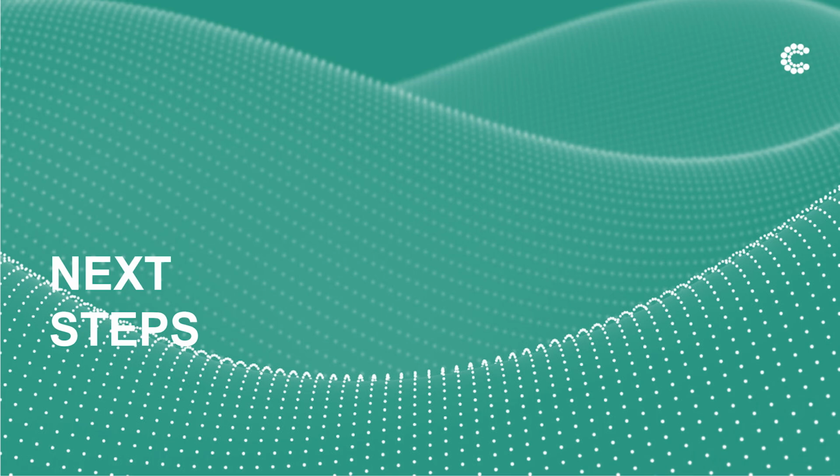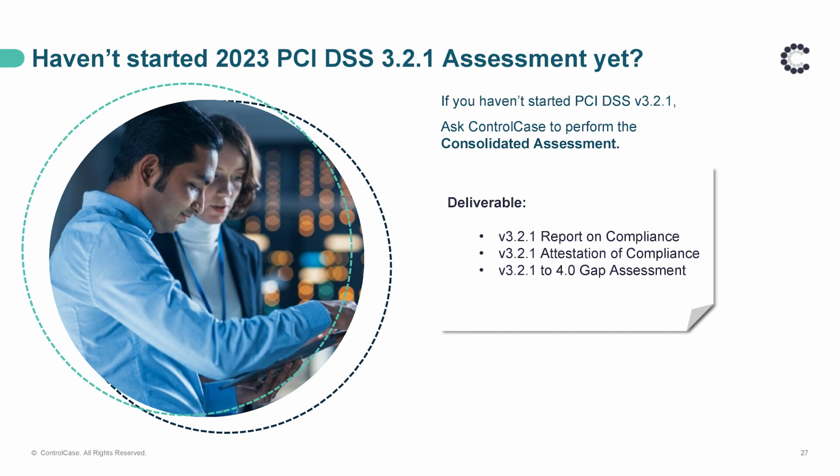As we take this webinar home, I just want to briefly touch on what you as an organization can do next, and then we'll dive right into Q&A right after that. If you're an organization that hasn't started your 2023 assessment, well, as Pramod mentioned, for 25% more effort, you can actually sign up with us to do a consolidated assessment, which will include, obviously, your PCI DSS 2023 3.2.1 report on compliance, but it'll also include the 4.0 gap assessment. So, if you haven't started yet, you can start with a consolidated assessment.